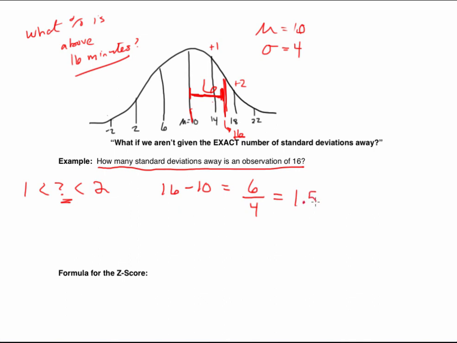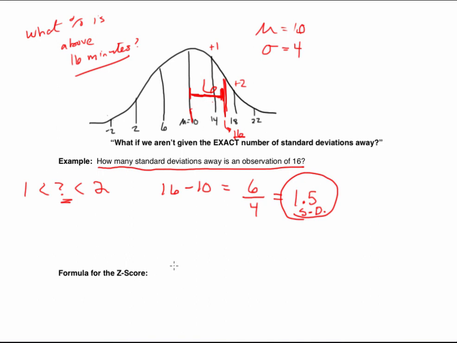So the answer to the question, how many standard deviations away is an observation of 16? It is 1.5 standard deviations away. If you waited 16 minutes, you would be halfway between 14 and 18. What we just found is a z-score. A z-score is associated with how many standard deviations away you are from the mean.